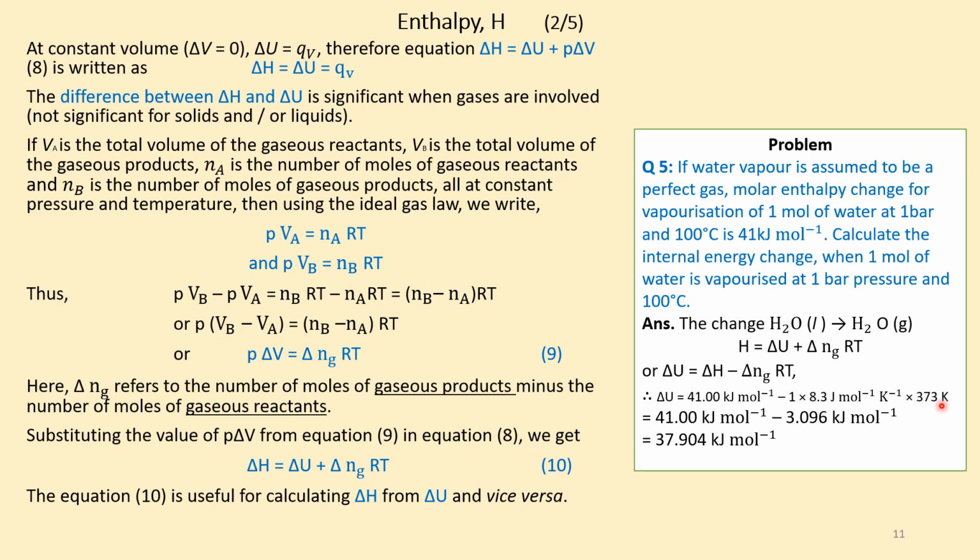That is RT, temperature in Kelvin. That is equal to 41.00 kilojoules per mole minus, simplifying this, multiplying this, 3.096 kilojoules per mole. So the answer is 37.904 kilojoules per mole.